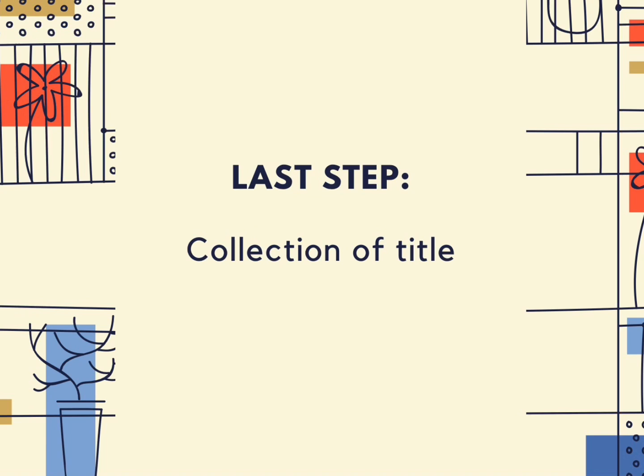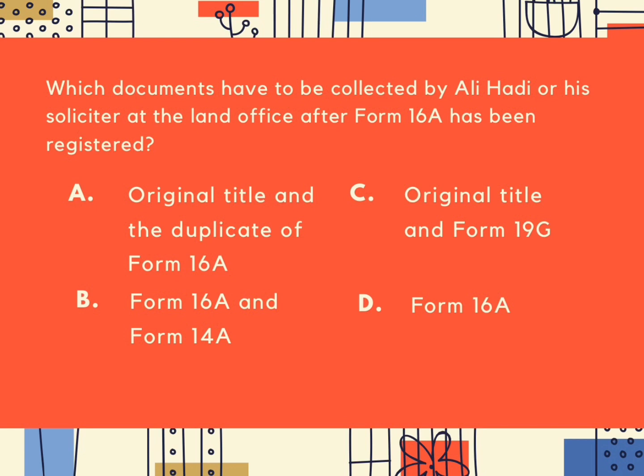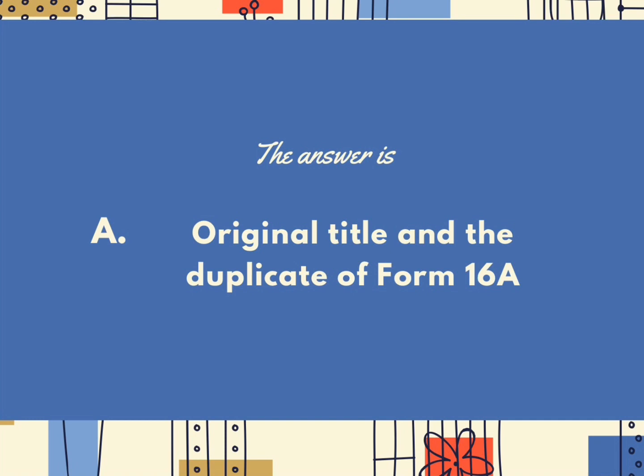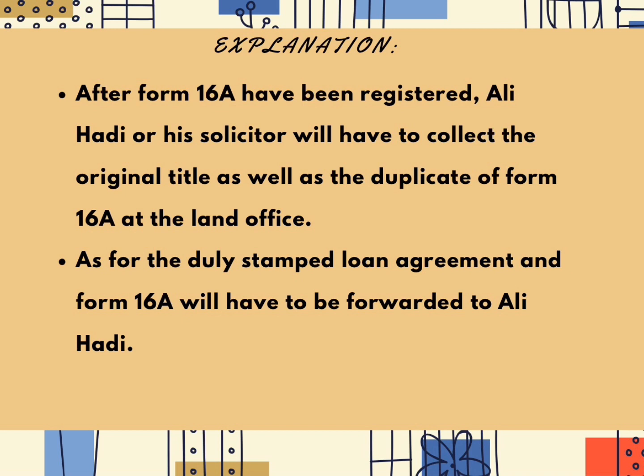Finally, we have come to the last step, which is the collection of title. But the question is, which documents have to be collected by Ali Hadi or his solicitor at the land office after Form 16A has been registered? The answer is A. Original title and the duplicate of Form 16A. After Form 16A has been registered, Ali Hadi or his solicitor will have to collect the original title as well as the duplicate of Form 16A at the land office. And last but not least, don't forget to forward the duly stamped loan agreement and Form 16A to Ali Hadi.